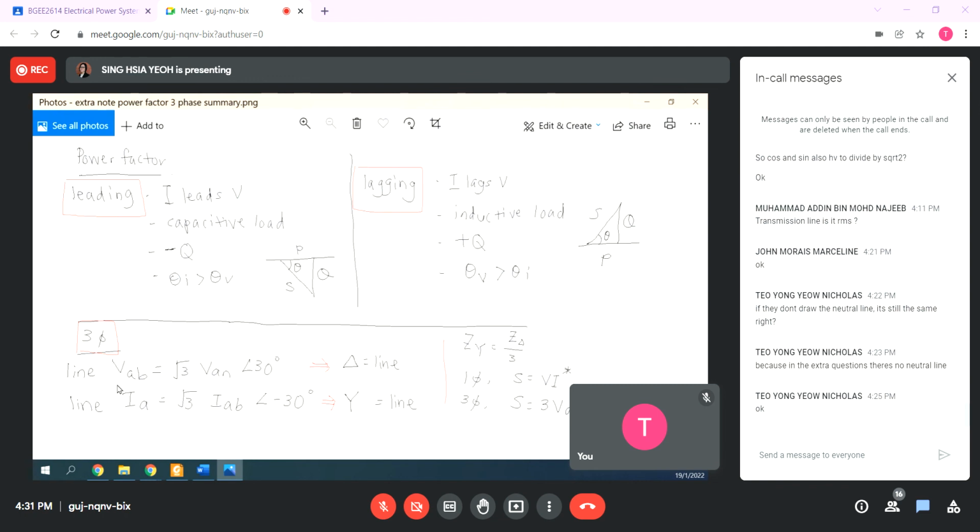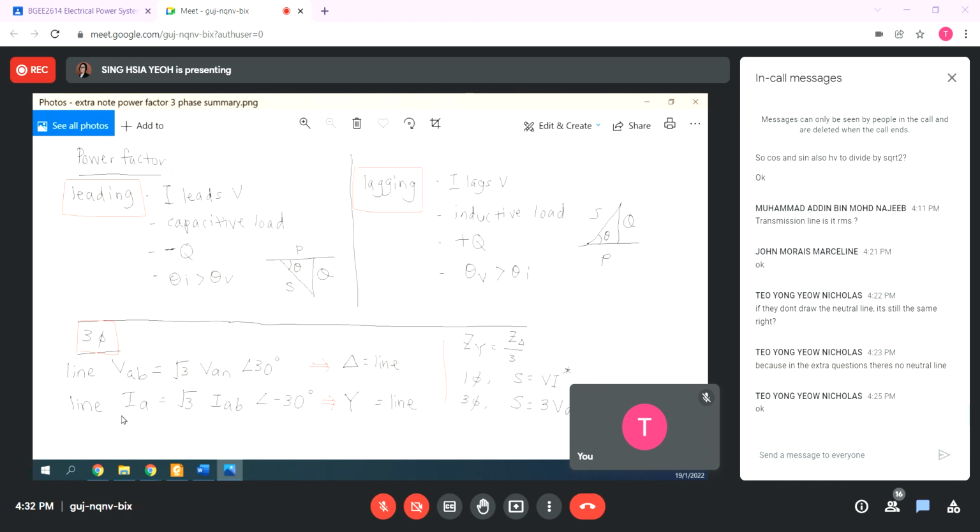Then for three-phase, line voltage VAB equals to sqrt 3 VAN angle 30 degree. So if it is a delta load, then it's equal to the line current. So means, okay, this is not important. What I want to say is you just only have these two formulas, one for voltage and one for current. So you drag from source, like what I showed you just now, from source part to the load side, then you see whether they are the same or not. If they are not the same, not parallel, then you have to apply the formula.